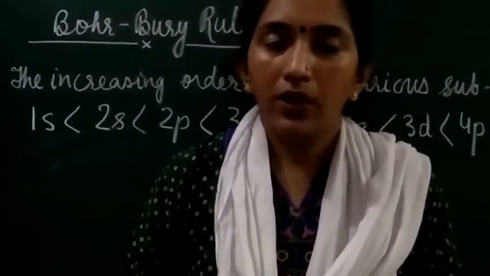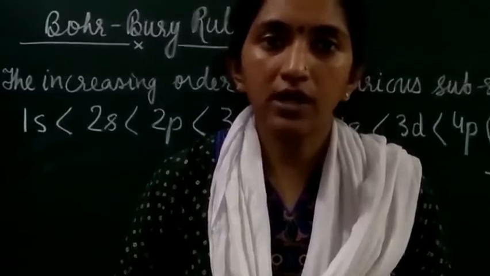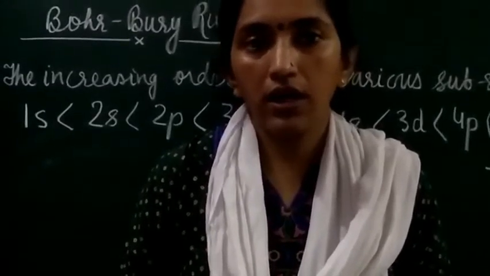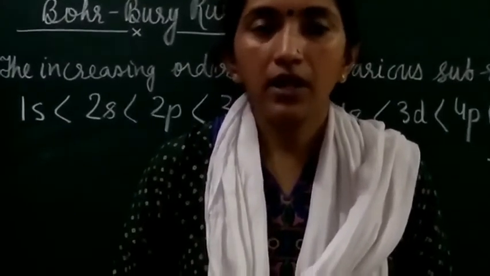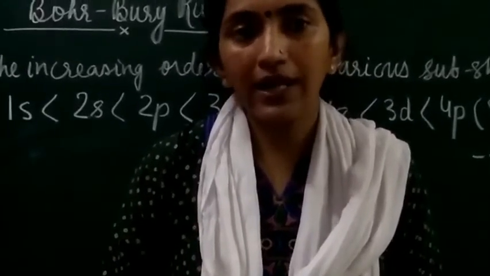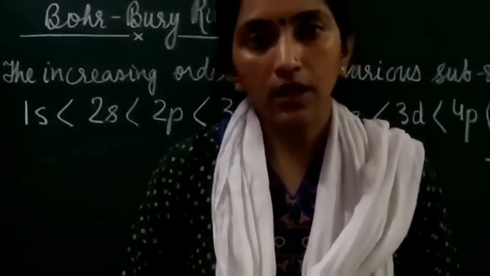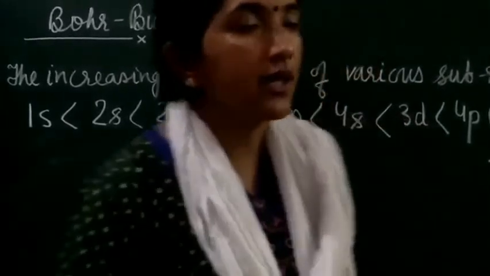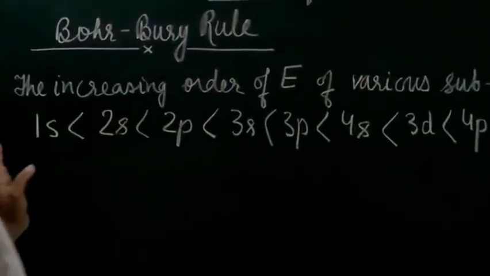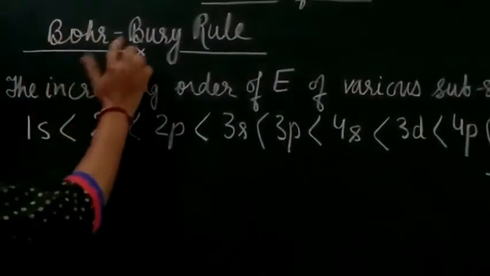One more thing: to decide the energy level of the subshells in a multi-electron system, it depends upon the principal quantum number. Along with that, it will depend upon the azimuthal quantum number, that is, what the subshell is. So here I am writing the sequence for the increasing order of energy of the various subshells. Later on we will discuss the Bohr-Bury rule.